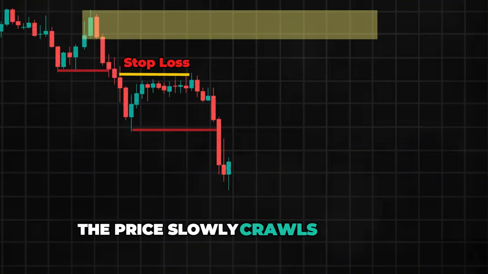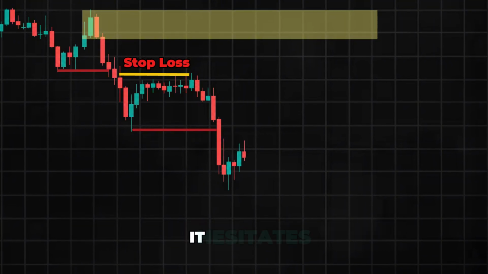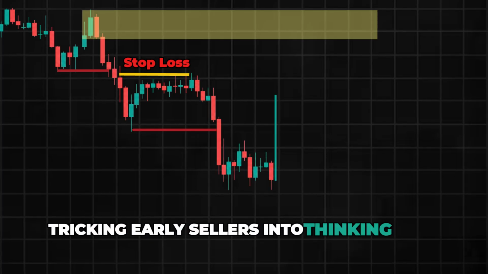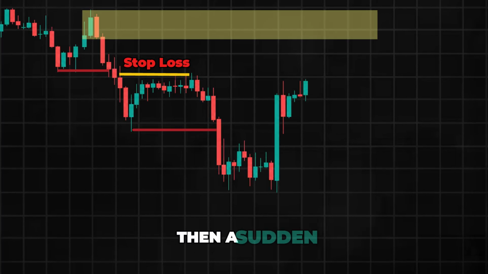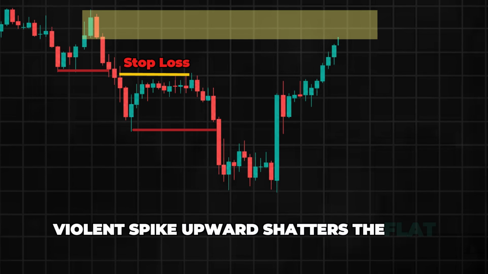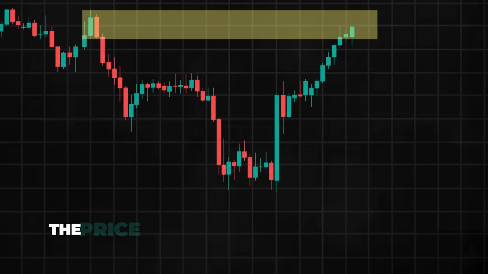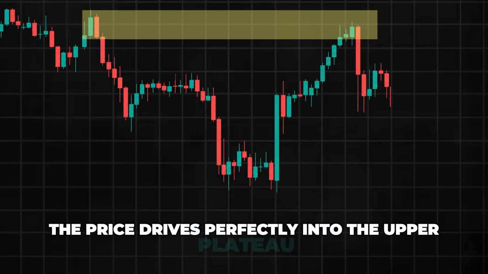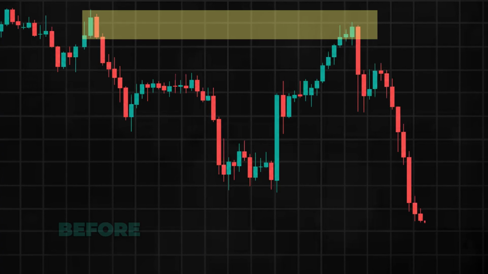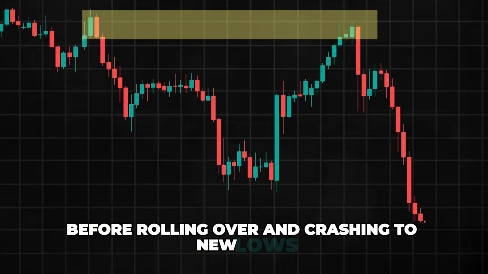The price slowly crawls up to the lower plateau. It hesitates, tricking early sellers into thinking they are right. Then, a sudden, violent spike upward shatters the flat ceiling, triggering all the stop losses and grabbing the liquidity. The price drives perfectly into the upper plateau, the true supply zone, before rolling over and crashing to new lows.